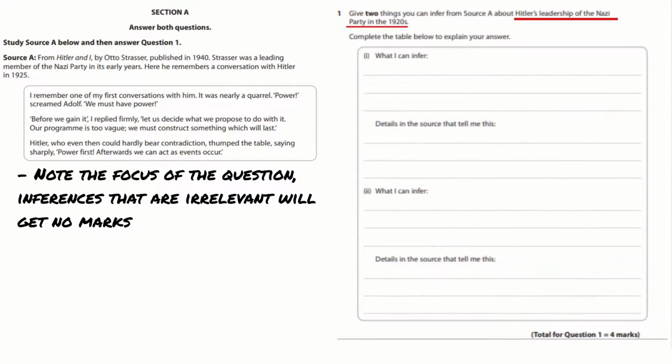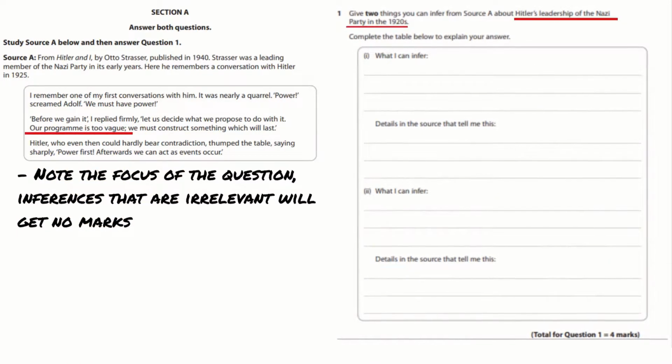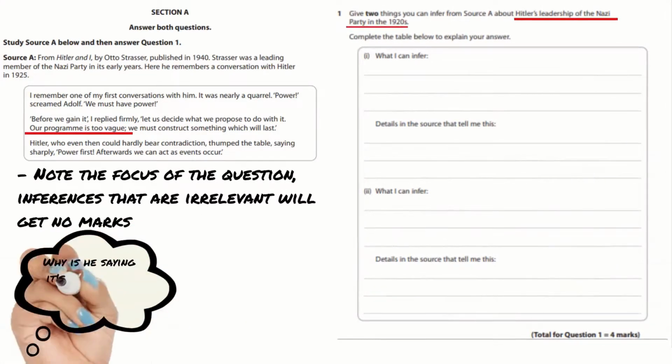This is an encounter between Hitler and Otto Strasser. In it he describes the programme as being too vague. So we can make an inference here. If Otto Strasser is complaining that the programme is too vague, it suggests that Hitler either hasn't thought through the policies or relies on his speeches to get him elected rather than his policies.